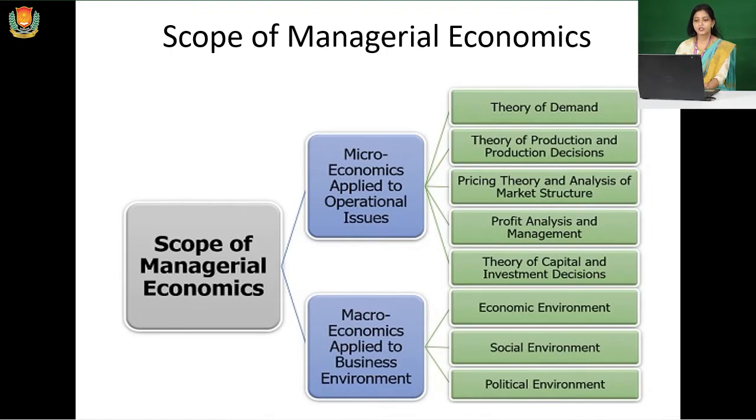Next one is theory of capital and investment decisions. So what is the cost of capital? It includes the cost of capital. Any firm has two types of capital: either borrowed or owner's capital. On the borrowed capital you have to pay interest, and on owner's capital you pay a dividend. So this is the theory of capital and investment decisions, that is, capital budgeting.